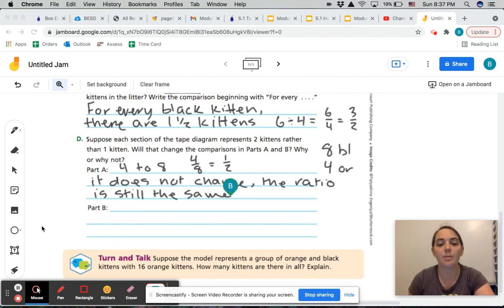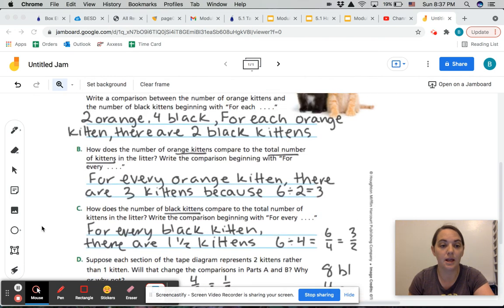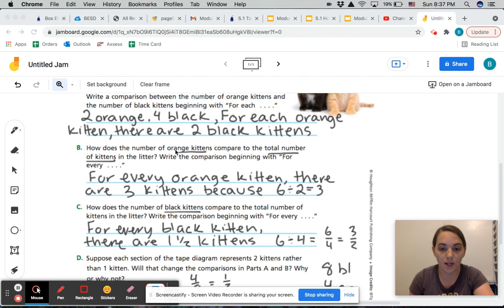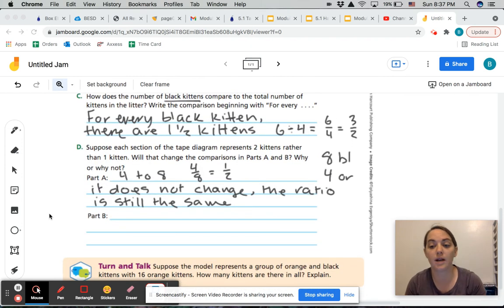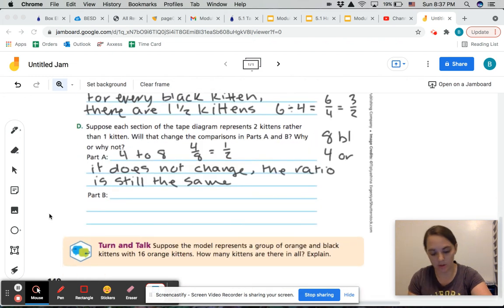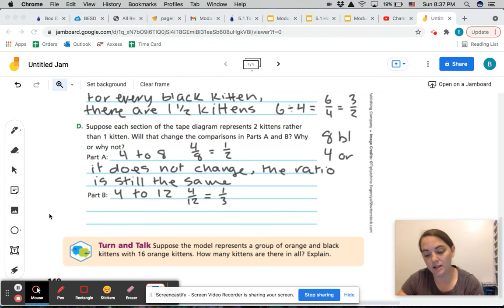And we're going to double check on part B next. Part B says we are comparing orange kittens to the total number of kittens. So let's do this one too. We're going to write this as a ratio, the number of orange kittens to total. So 4 orange kittens to total, which would be 8 plus 4 is 12. Let's write that as a fraction. So we have 4 to 12. This we can simplify to 1/3.